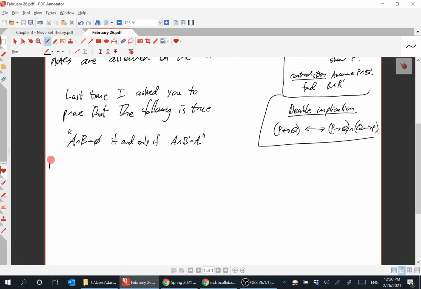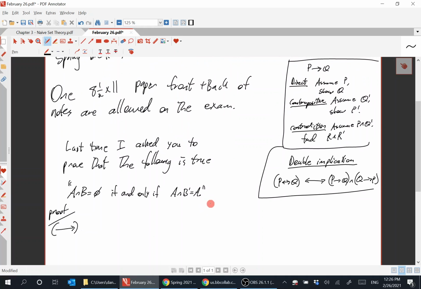So here's a proof. This is P: A intersection B is equal to the empty set, if and only if Q: A intersection B complement is equal to A. First you have to prove, well, you can do them in either order, this direction. We'll do this direction first. There are three ways to show an implication statement is true. Direct proof: assume P, show Q. Contrapositive: assume not Q, show P. Contradiction: assume P and not Q, find the contradiction R and not R. Of course, this is impossible, so your initial assumption must be false.